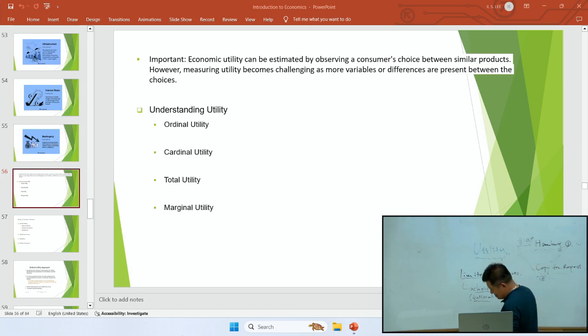Okay, so today we will just briefly review utility. We have these 4 kinds of utility in economics. So this shows that. Oops. Wait, slideshow.